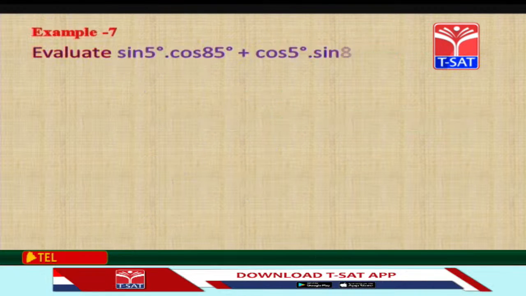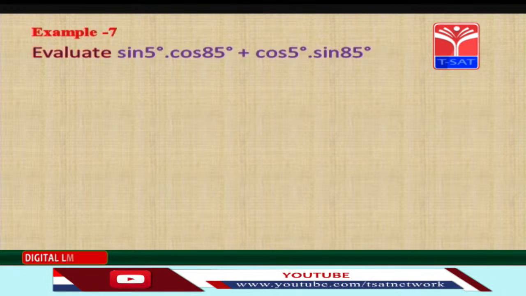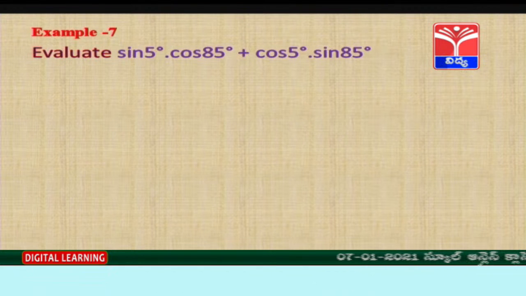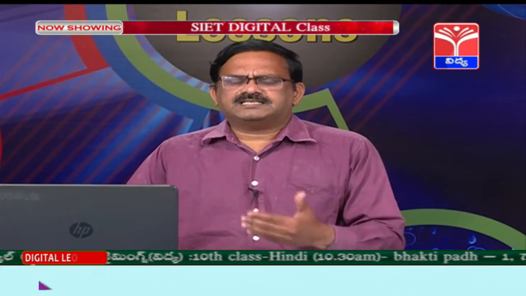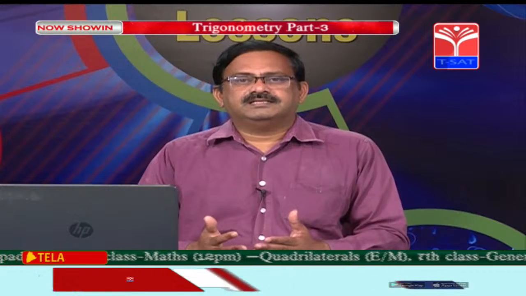So, now we have one more example for you. Evaluate sin 5 degrees into cos 85 degrees plus cos 5 degrees into sin 85 degrees. Already we did this kind of sum in the previous way, right. So, here what we have to do, let us go with the concept of two things, one is complementary angle, and the other is that we have to use the identities also.